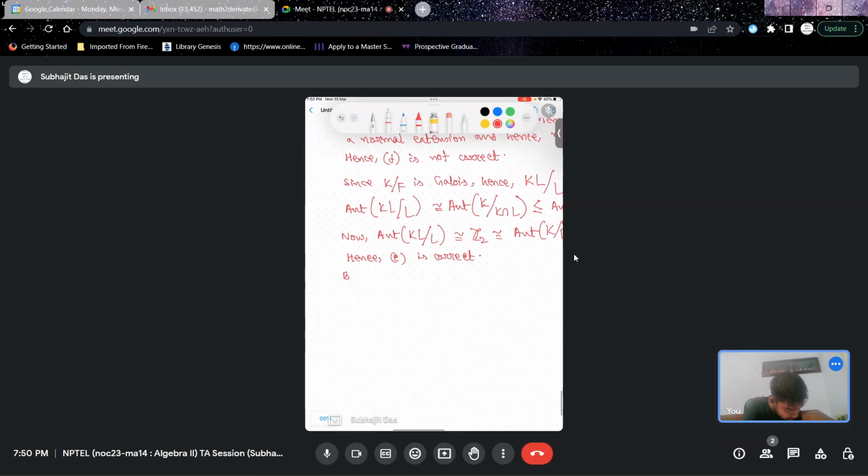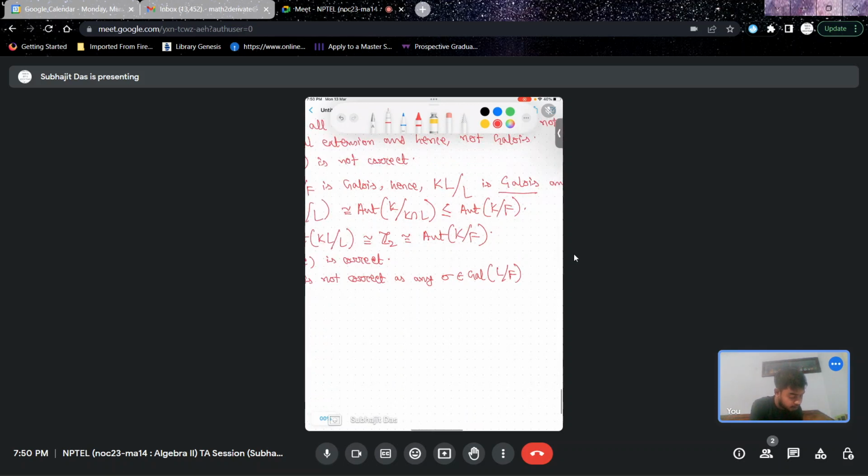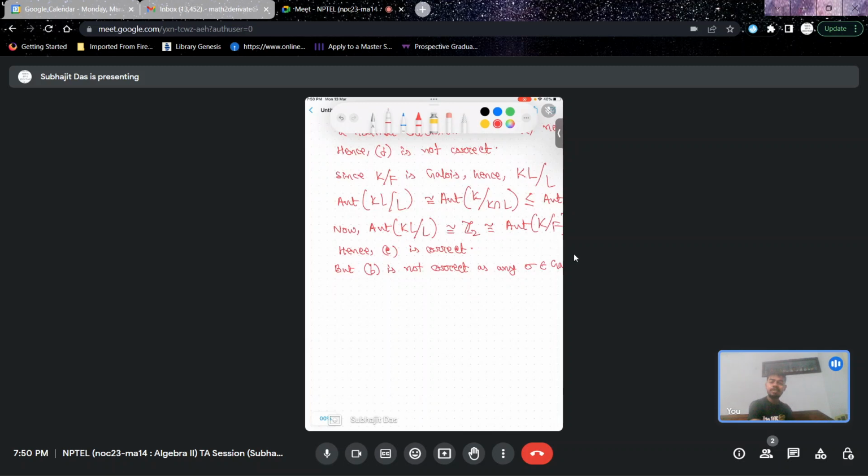But option B is not correct. Why is B not correct? Take any sigma in the Galois group of L over F. What is L? L is Q adjoin the cube root of 5. Now, any sigma in the Galois group of L over F is an automorphism of Q adjoin cube root of 5 which fixes Q. Since cube root of 5 is a root of the polynomial x cube minus 5 over Q, sigma permutes the roots of this polynomial. So sigma can map cube root of 5 to cube root of 5, or to cube root of 5 omega, or to cube root of 5 omega square.